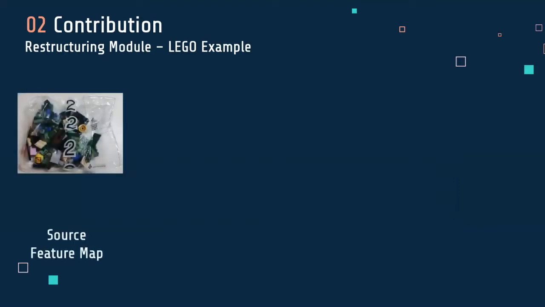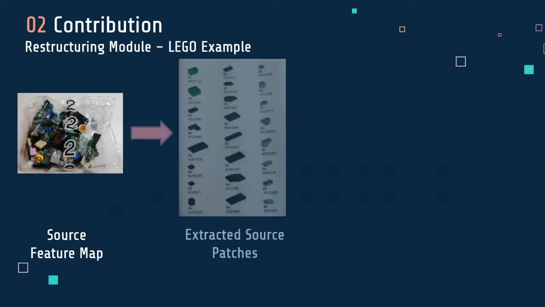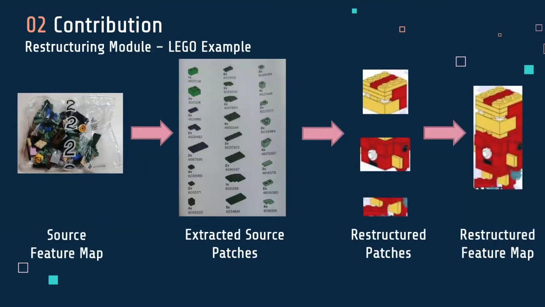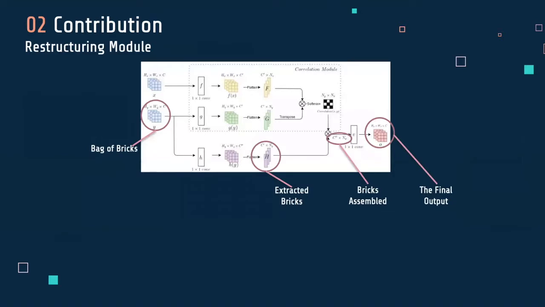The idea of the restructuring model can be understood by Lego interlocking plastic bricks. When we play with the bricks, we first extract the bricks from the bag and then assemble them to different parts of the Arrowman, and finally, we get the whole Arrowman. Similarly, in the restructuring model, we treat the original image Y as the bag of bricks.